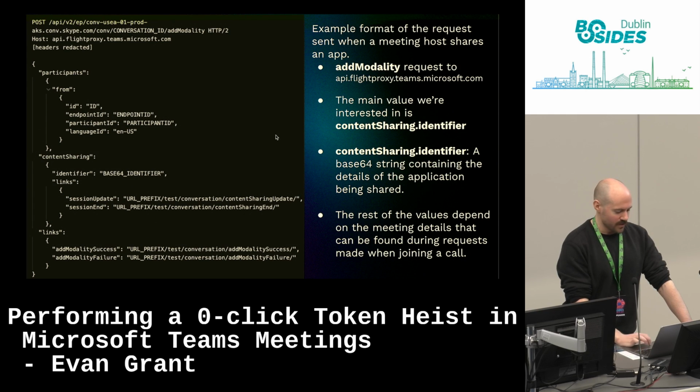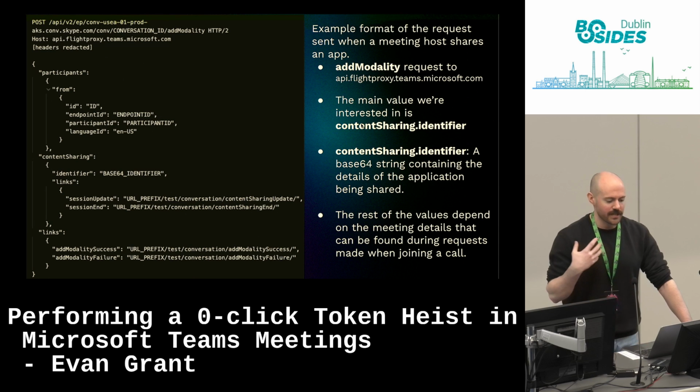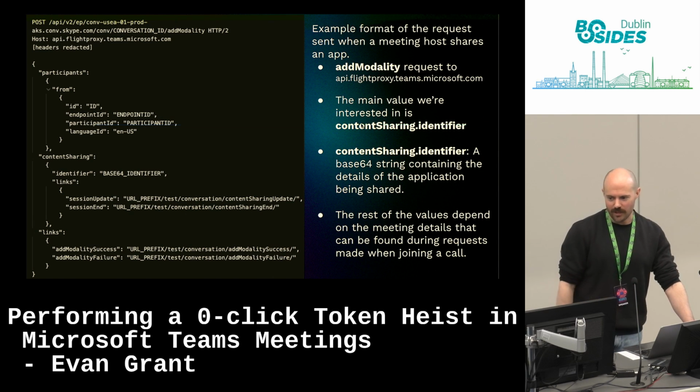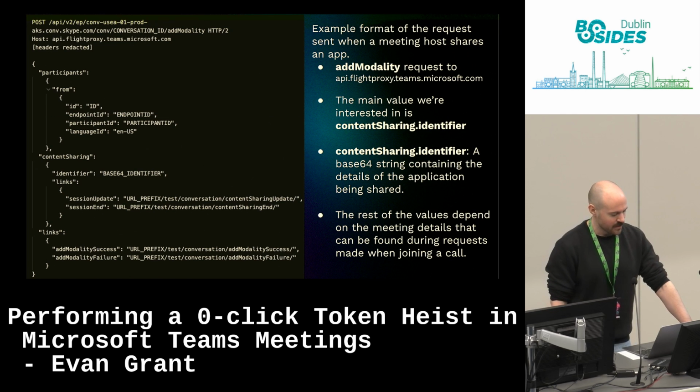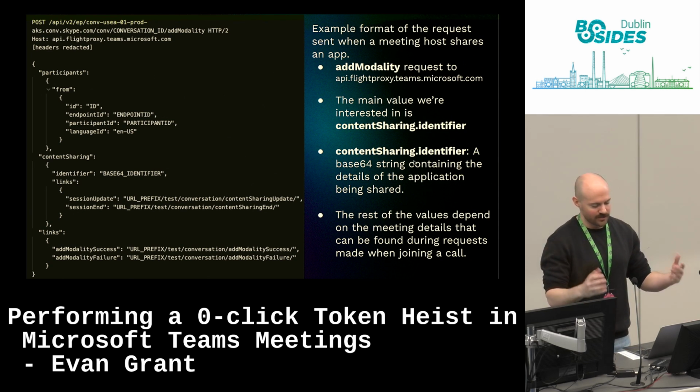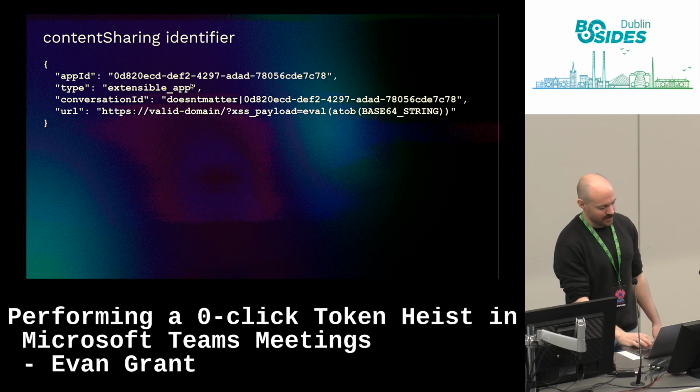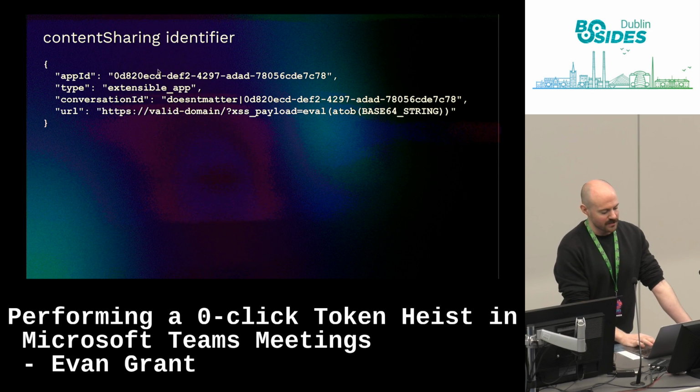Now, what you can do is when the sharing actually happens, and I hadn't seen this documented anywhere else, so it was kind of weird to figure out, something that happens when you share an app within Teams, when you're allowed to, is it makes this request called add modality, and then it does a whole bunch of junk. The only thing we really care about is the content sharing identifier, which ends up being a base64 encoded string. It looks like garbage. Decode it, and it's this. And this was that unique identifier for OneNote that we saw earlier.